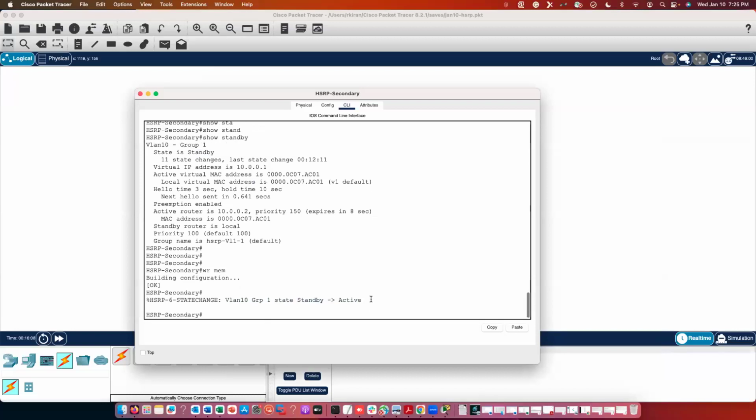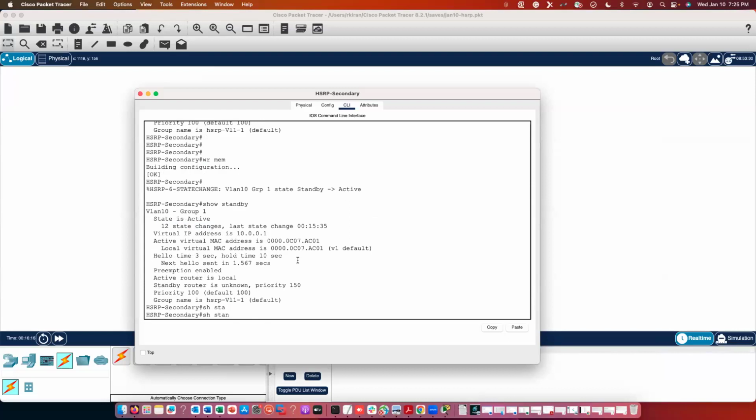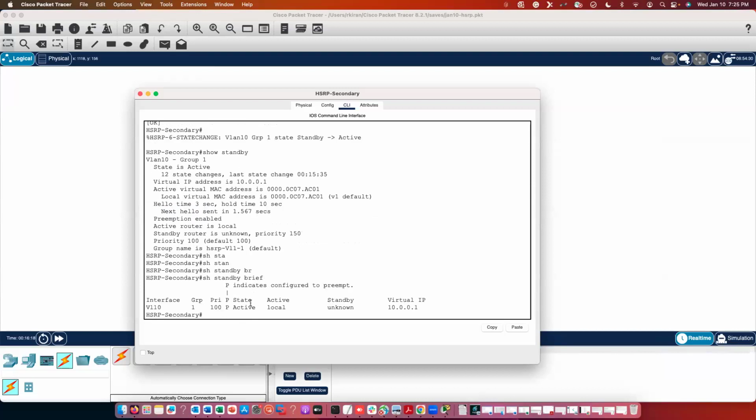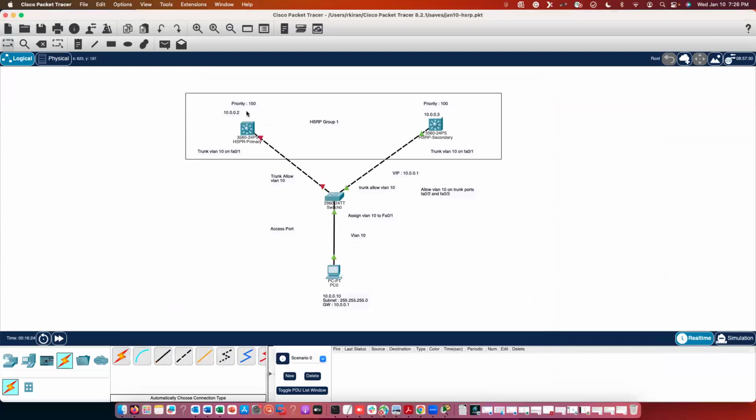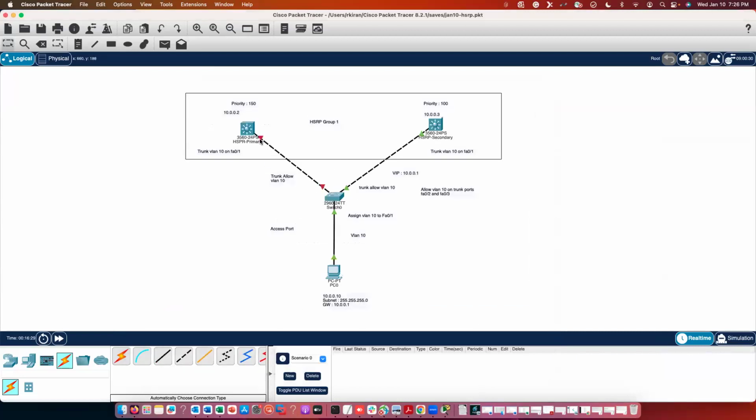So now let's check. It says state is active. And if you see show standby brief, it says the state is active for the local device, but the standby is unknown because this device went down. So now let's bring up this interface, guys.